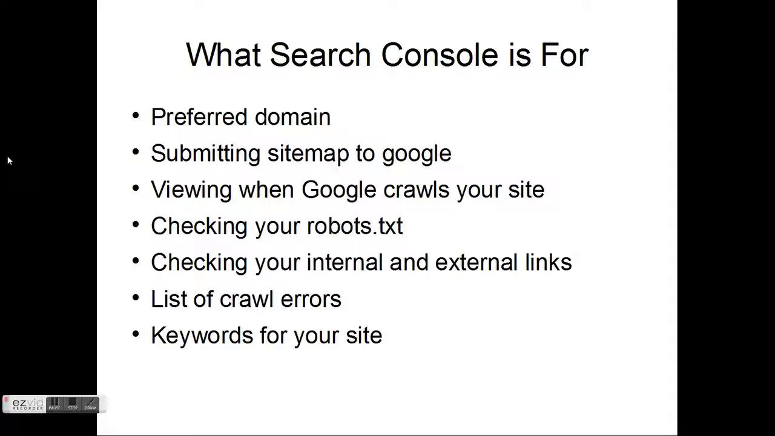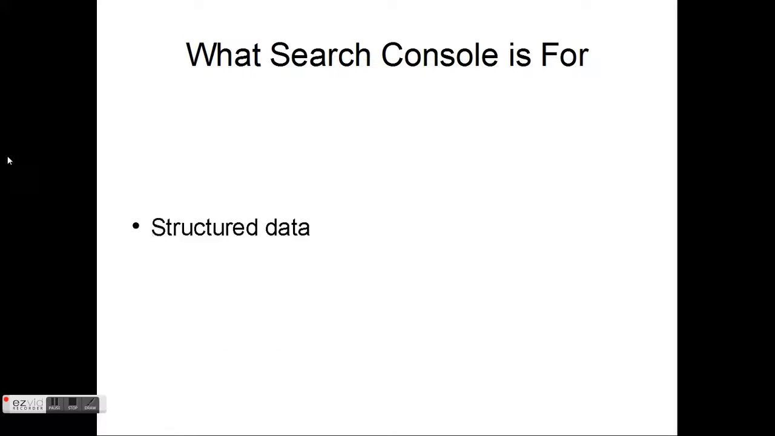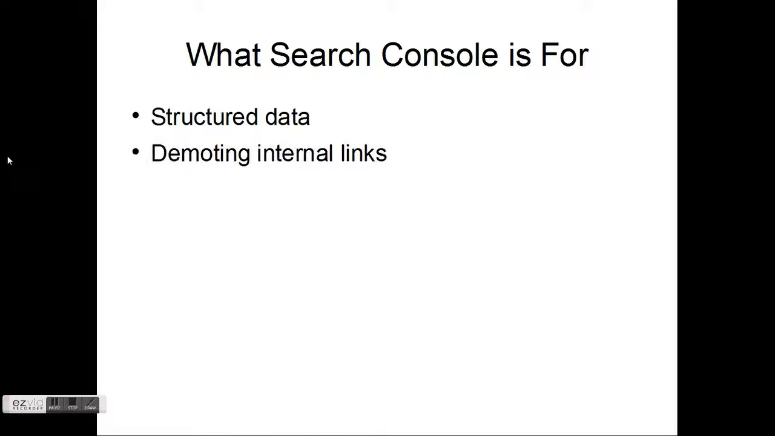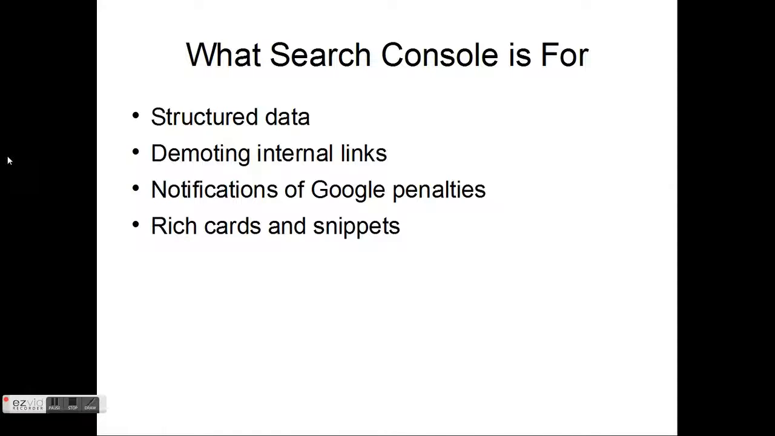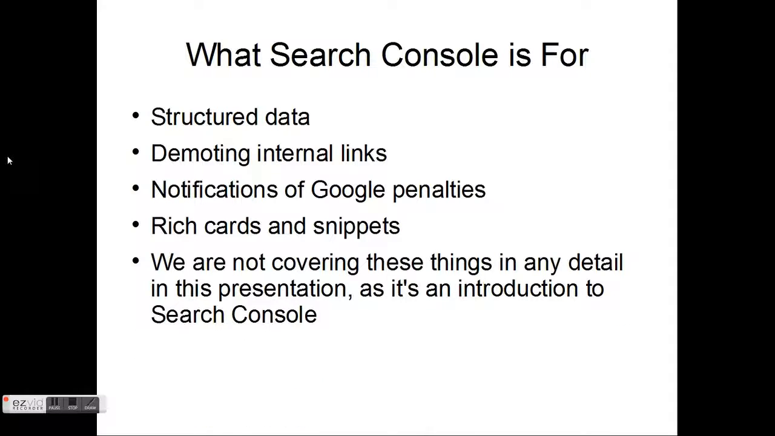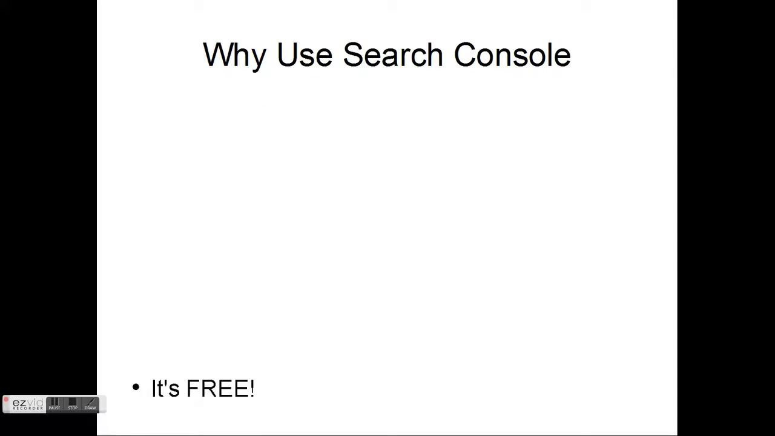and seeing which keywords people use to get to your site. Telling you whether or not you have structured data and how it's implemented, if it's correct. Demoting internal links that Google is promoting for some reason. Notifying you of any manual penalties from Google. Telling you if your rich cards and snippets are configured correctly. We are not going to cover these things in any detail because this is an introduction.